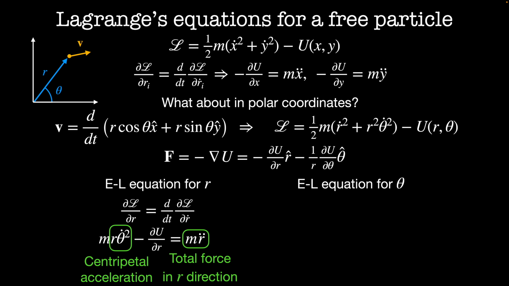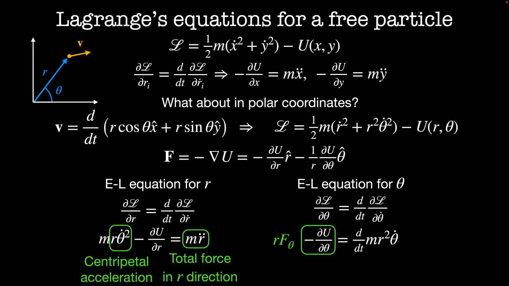Likewise, the Euler-Lagrange equation for theta states that dL by d theta is equal to d by dt of dL by d theta dot. And here we end up with minus du by d theta coming from the potential energy and d by dt of m r theta dot coming from this term right here. This term over here is equal to r times the force in the theta direction, and this is going to be the definition of a torque.